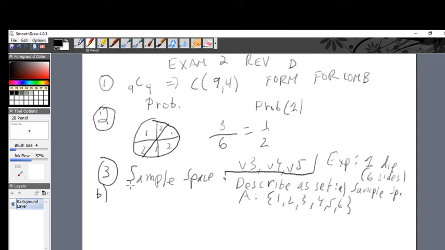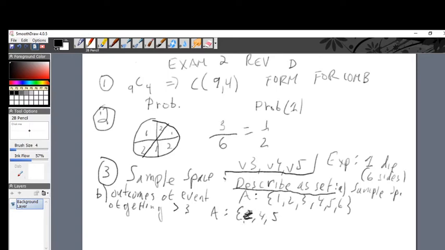B, what if they ask you to describe as a set the outcomes of the event of getting a number greater than 3? Here's the answer to B. Here's how you describe it. You make it look like a set, and you go 3, 4, 5. I'm sorry, not 3. 3 is not included. Greater than 3, I apologize: 4, 5, and 6. That's a set. Greater than 3, not greater or equal. And that would be the answer. You describe it as a set. So I just want to make sure that these are not complicated problems, and that you're not flustered by what you see. Okay, that's another little piece of stuff that I needed to tell you about probability.